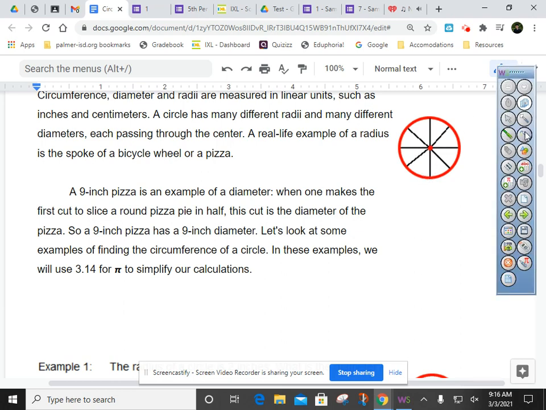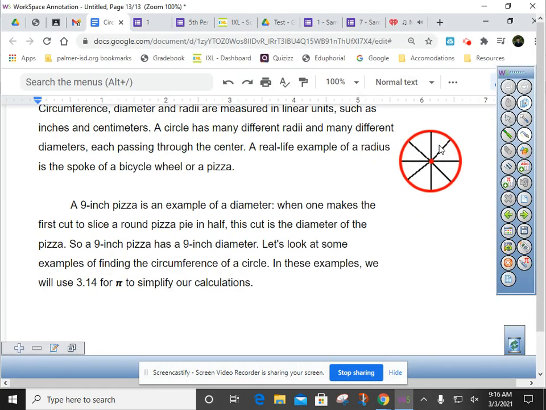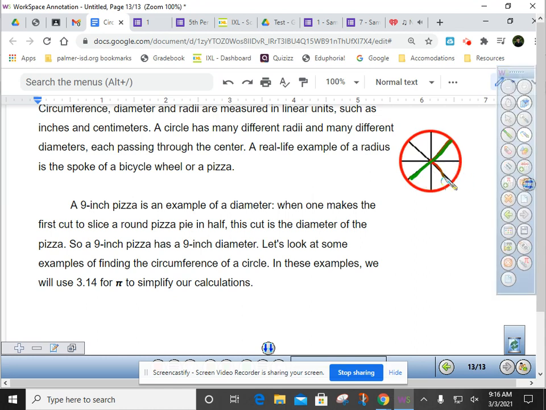Bicycle. A bicycle. Yep. So this would be your radius. And the whole thing would be your diameter. You with me? Yes, ma'am. This would be another radius. And then the whole thing would be the diameter.